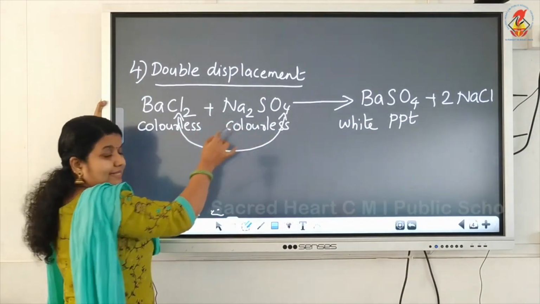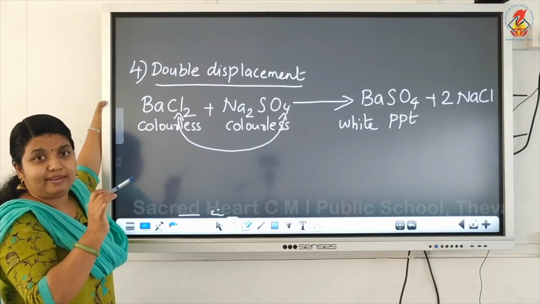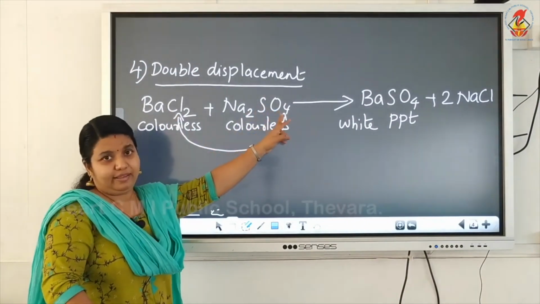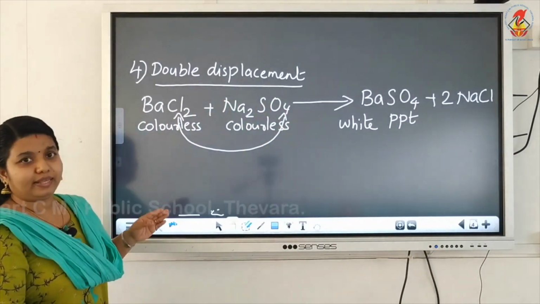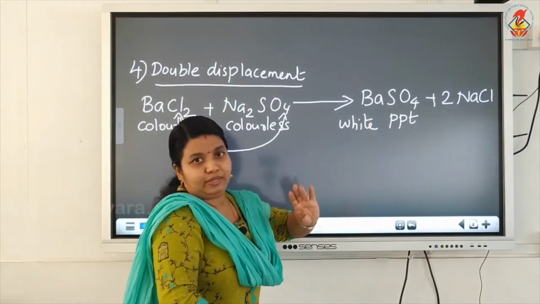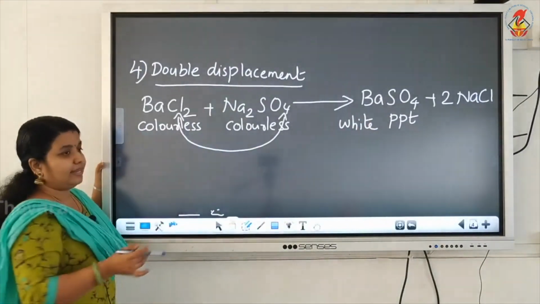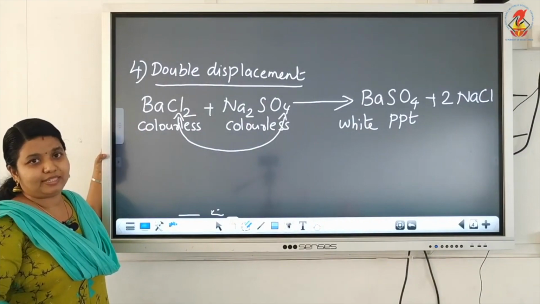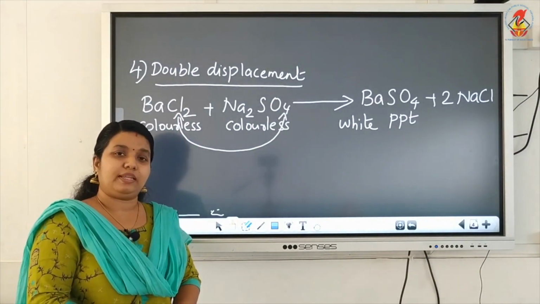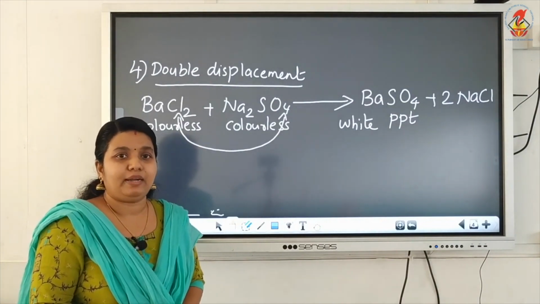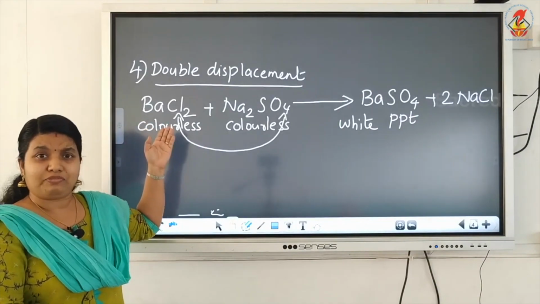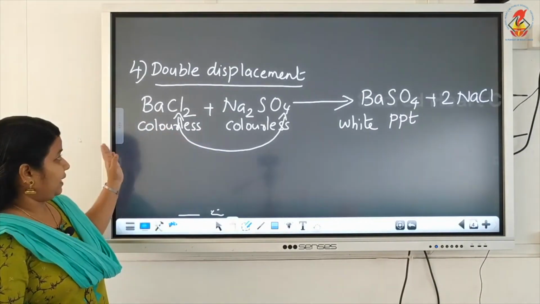So there is actually an exchange of ions or radicals between the reactants. Chloride is an ion, sulfate is a radical. So there is an exchange of ions or radicals between the reactants, and you get new products. Such reactions are known as double displacement reactions. Reactions in which there is an exchange of ions or radicals between the reactants are known as double displacement reactions. So this is the most common and the most familiar example of double displacement reaction.